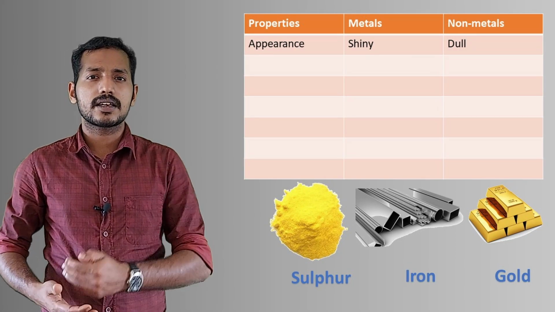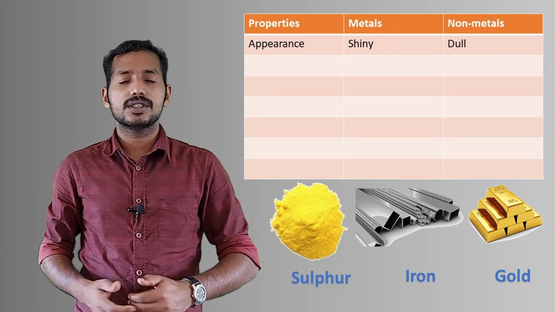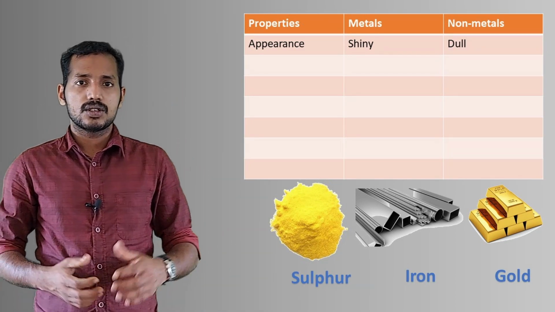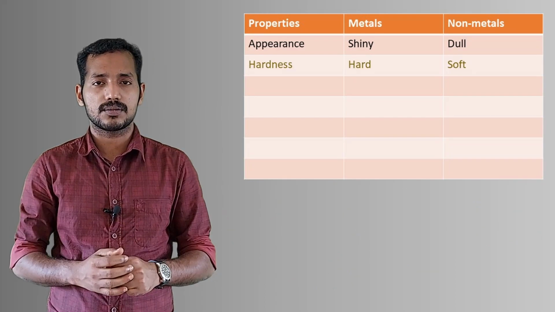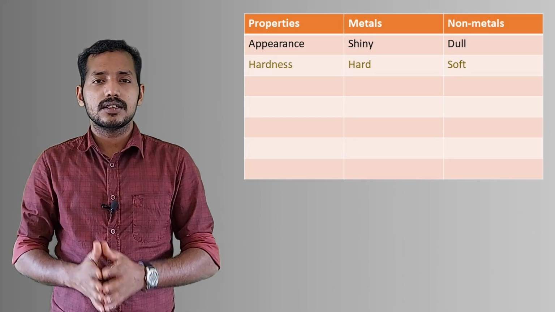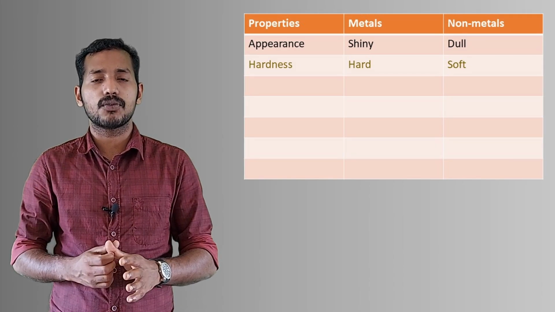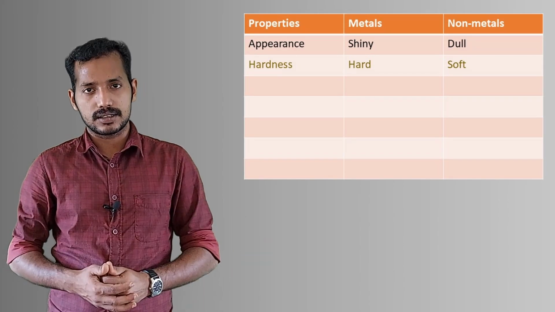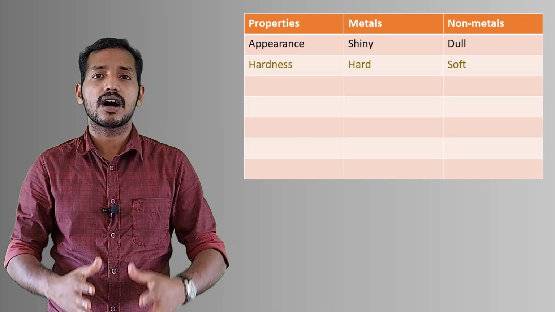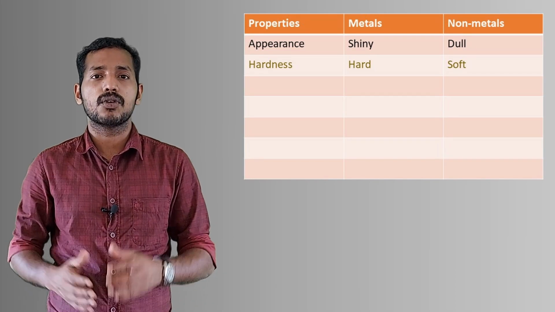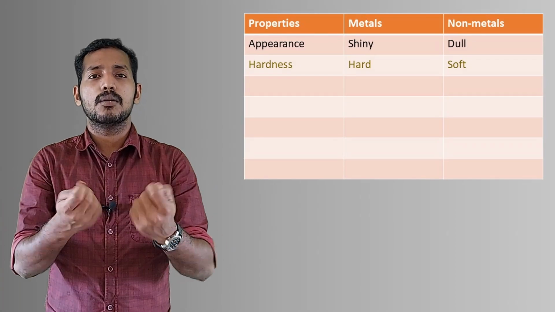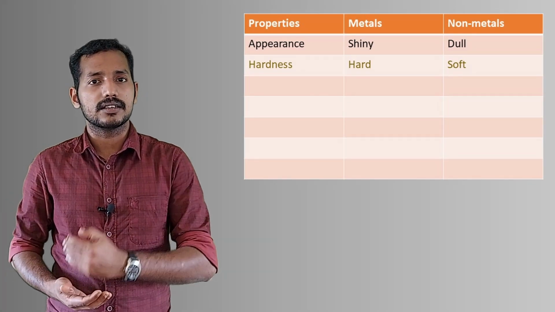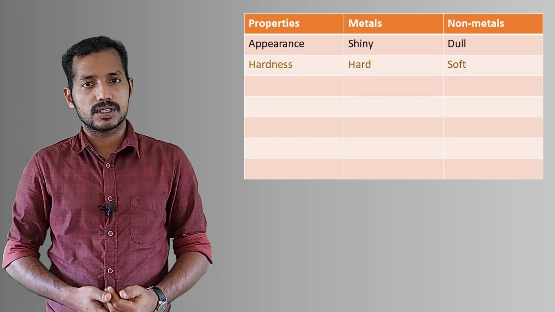So that is the first physical property regarding metals and non-metals. Second one is hardness, whether they are hard or soft. Generally, most of the metals are hard, like iron rods and steel rods. Because of this reason, these metals are used for construction of concrete buildings. While in case of non-metals like coal, if you take a piece of coal, you can break it by hand itself. This is regarding the hardness of metals and non-metals.